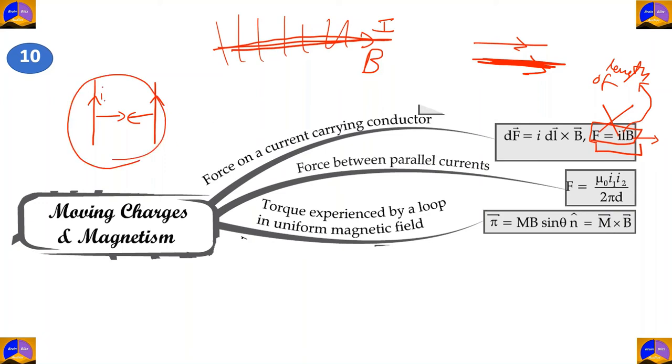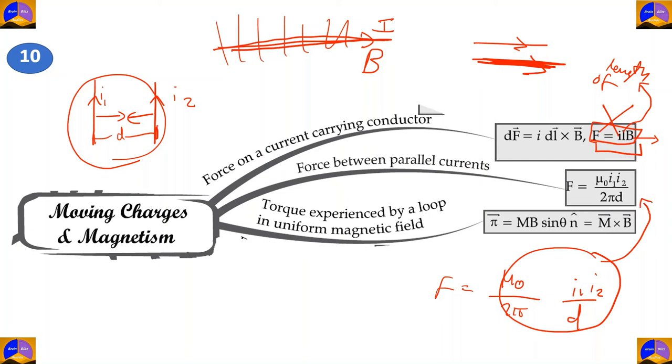In the first conductor, the current is I1, in the second conductor, it's I2, and there is this distance D. The force between the parallel currents is given by F is equal to mu naught I1 I2 divided by 2 pi D. In an earlier formula, we got F is equal to mu naught by 2 pi into I by D. Now over here, we have two currents, so that's I1 times I2, and that gives you this formula for the force between parallel currents.